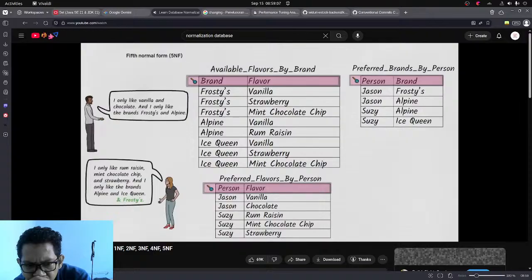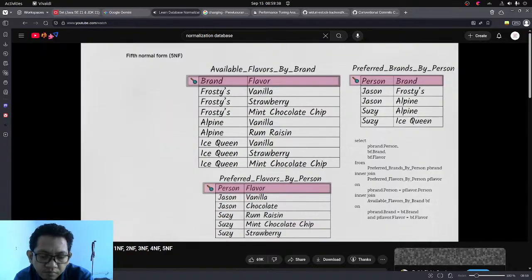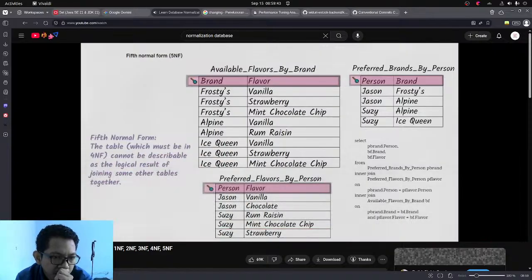If we ever want to know what specific products everyone likes, we can simply ask the database platform, expressing our question in the form of a piece of SQL that logically deduces the answer by joining the tables together. To sum things up, if we want to ensure that a table that's in fourth normal form is also in fifth normal form, we need to ask ourselves whether the table can be logically thought of as being the result of joining some other tables together. If it can be thought of that way, then it's not in fifth normal form. If it can't be thought of that way, then it is in fifth normal form.